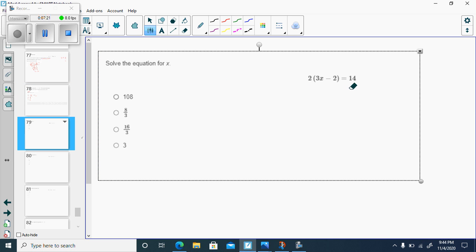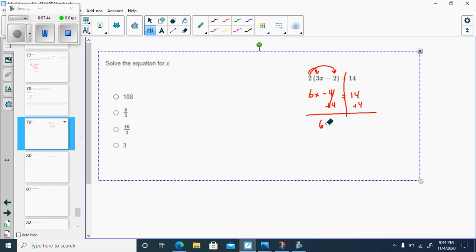Solve the equation for x. Okay, we've got distributive property because there are parentheses in there. 2 times 3 is 6x. 2 times negative 2 is negative 4, equal 14. Let's add 4 to both sides because we're crossing the equal sign, and we do the opposite of what's done. And what we do on one side, we do on the other.